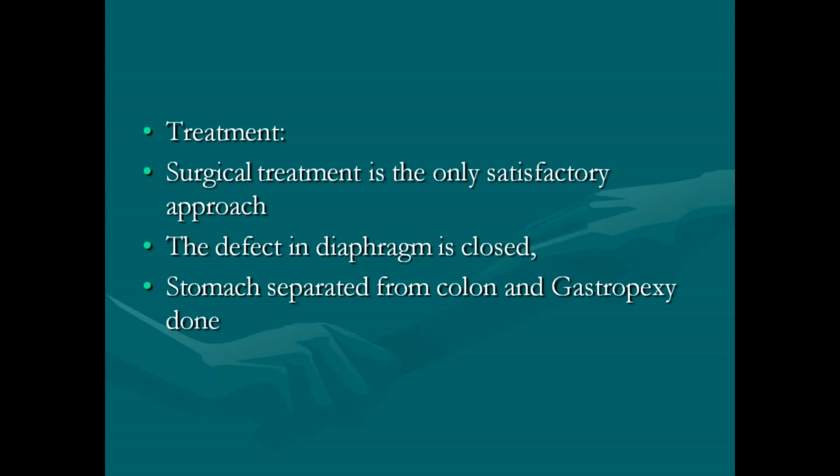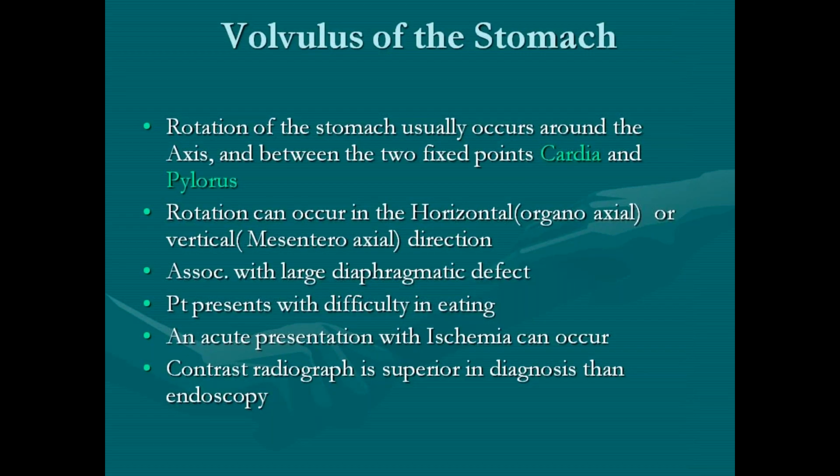Okay, this is about your gastric volvulus. Remember, when does a volvulus occur? When there are two fixed points and it rotates around its own axis. It is usually associated with a diaphragmatic defect, and the definitive management is only surgery. That is, you reduce all the contents, do a primary repair of the diaphragm, cover with a mesh, separate the colon from the stomach and do a gastropexy. Okay, this is about stomach volvulus.